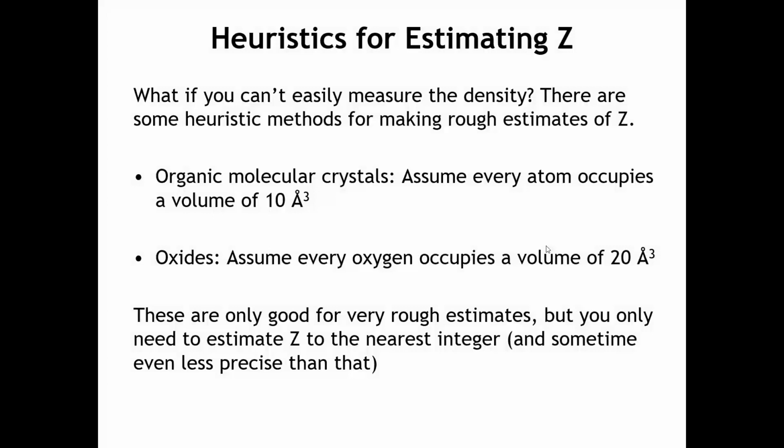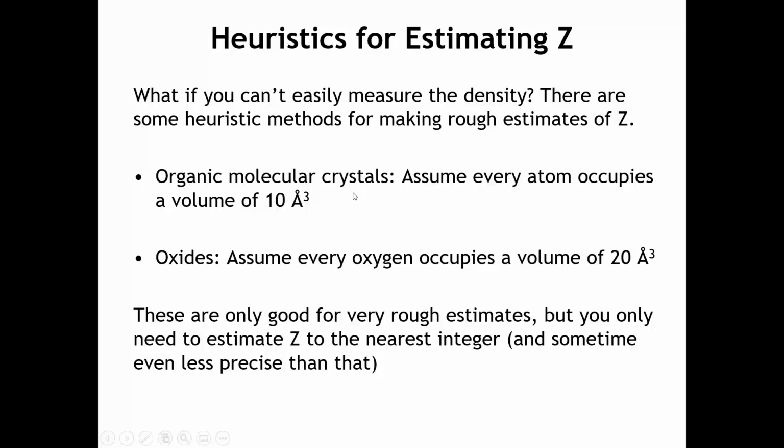Sometimes it's not very easy to measure the density. If you've got a polycrystalline sample like a powder, you can't really pick up a crystal and measure its dimensions and weigh it. You can't very easily put it in a liquid and see how much volume is displaced. You might be able to use what's called a flotation method of determining the density, where you use liquids of different density and see which one has a density that matches your crystal. But in polycrystalline aggregates, even that's kind of tricky. So it can be useful to use a kind of a heuristic to make a rough estimate of Z.